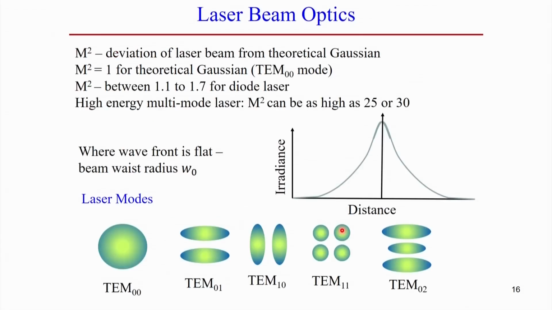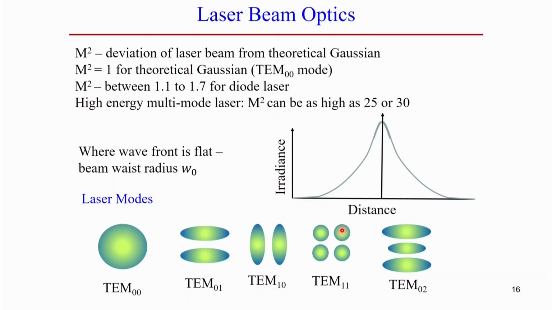If we see the other critical term in laser beam optics, that is the M square. M square represents one parameter, the deviation of the laser beam from the theoretical Gaussian. In the theoretical Gaussian model we represent the laser beam intensity by the TEM00 mode, but the measure of M square decides how it deviates from the ideal TEM00 mode. So M square equal to 1 represents the theoretical Gaussian TEM00 mode.